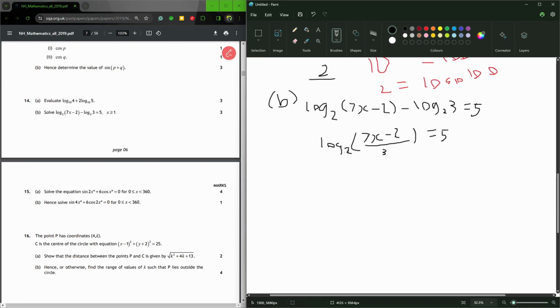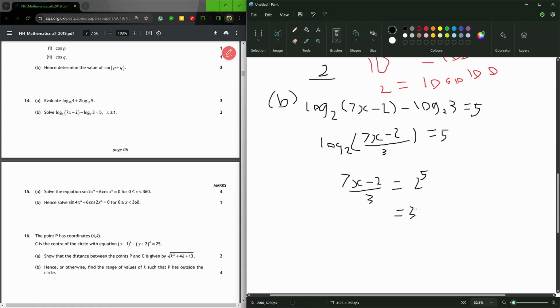This means if we move that log to the other side, I'm going to move this onto the other side, so this thing will be by itself. It will equal 2 to the power of 5. That's what happens when you move logs to the other side. They become exponentials, or exponents, I should say. All right, and this looks like an equation we can solve.